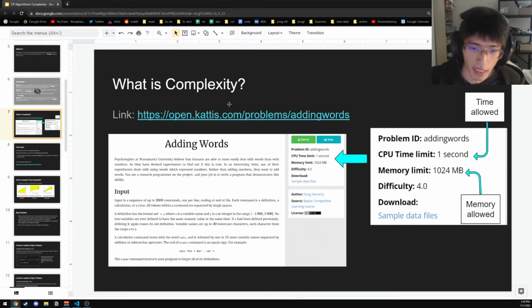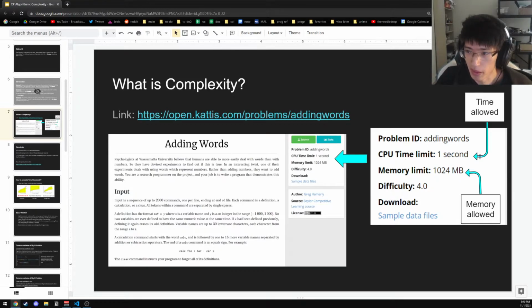So what is time complexity? Let's say you have a problem, and you don't need to look at this sample problem, but you have a random problem. On the problem, there's the problem ID, and then there's the time limit. There's a memory limit that you usually don't have to worry about too much. This is Kattis, and that has a difficulty rating and stuff like that as well.